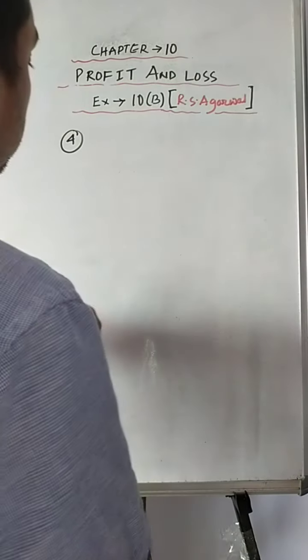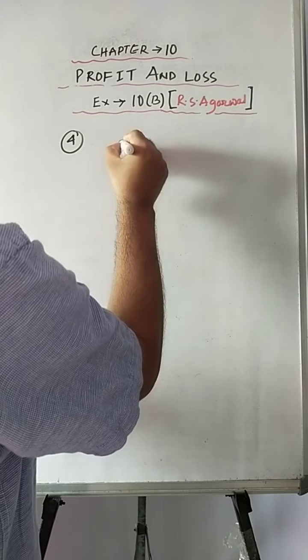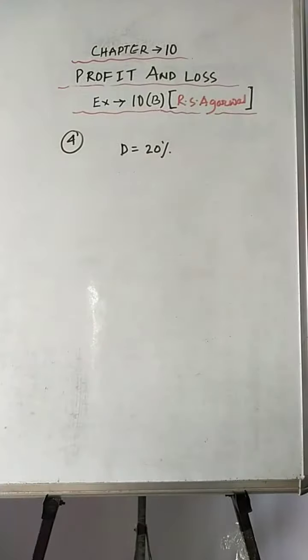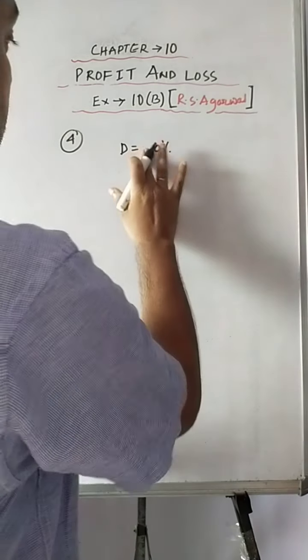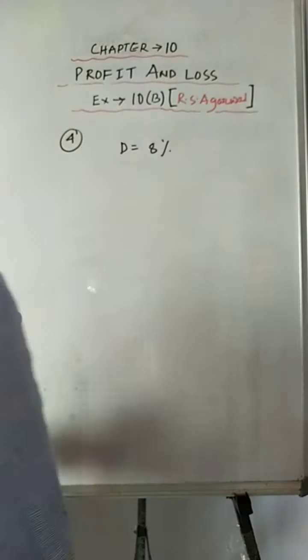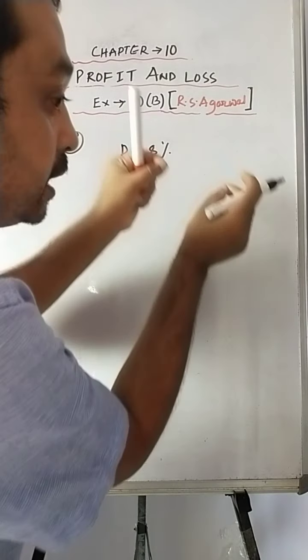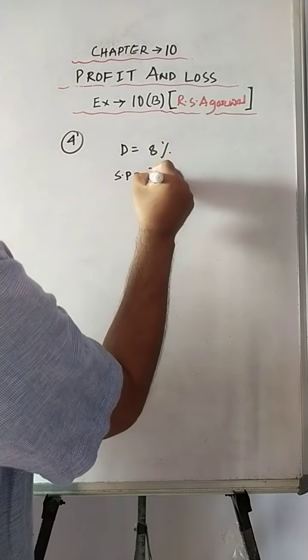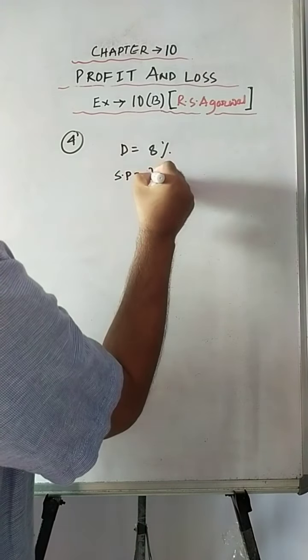So what are the things given in the question? First of all we'll write those things. So D is equal to, sorry, 8%. The shopkeeper is giving a discount on that toy of 8%. After allowing a discount of 8%, the selling price of the toy is rupees 216.20 paise. Fine. So now the question is, what is the mark price of the toy?